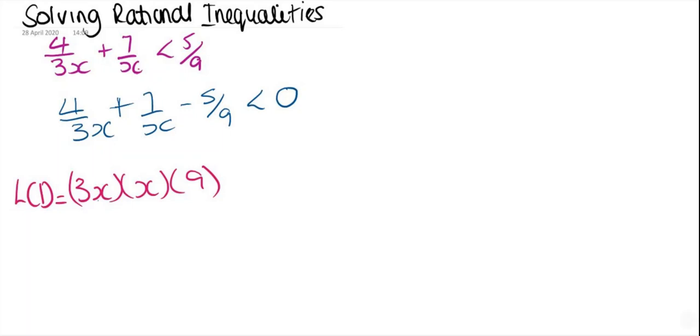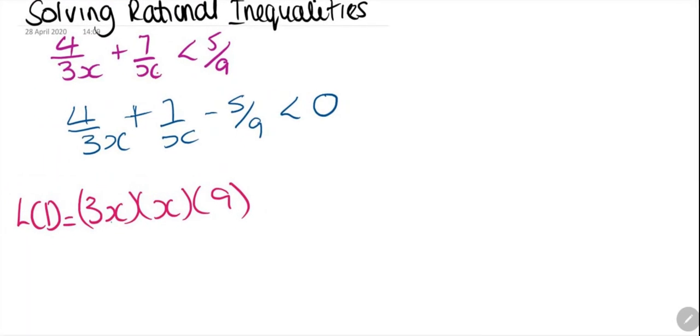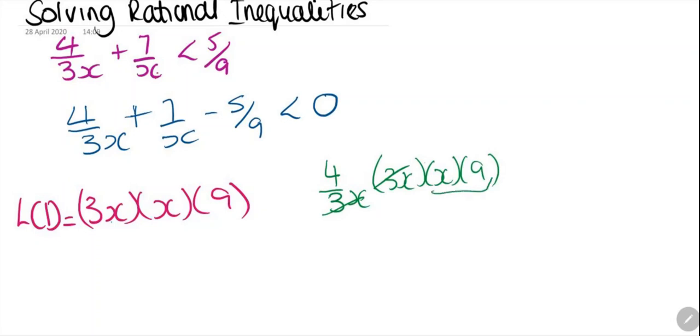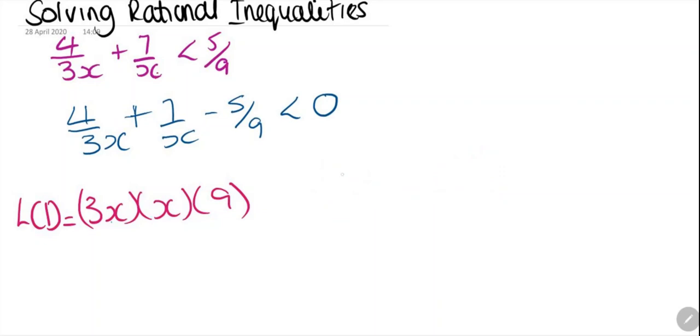So I'm going to multiply everything on the numerator by my lowest common denominator. So here we have 4 over 3x. And if I multiply this by 3x, x by 9, you will see that the 3x's simplify. So I need to multiply only by 9x. So I'm going to do that. So I have 4, and I'm just going to multiply that. I've got 3x, so I'm going to multiply by 9x.